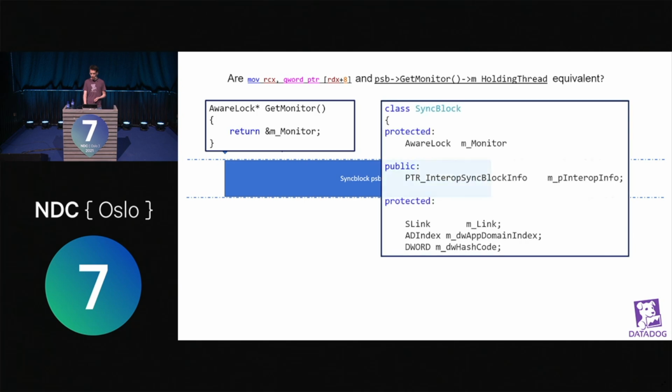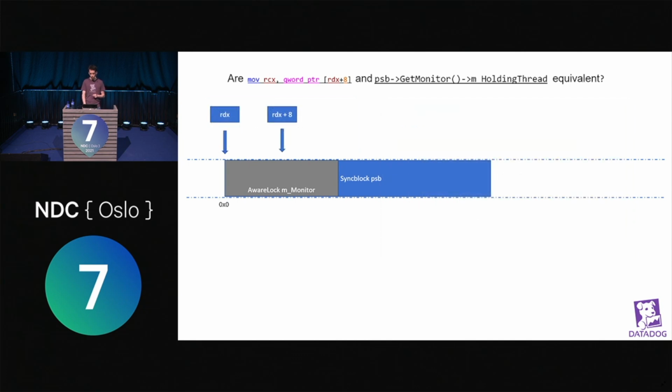Then I checked the SyncBlock class, and m_monitor is the first field of the class. In memory, the fields are going to be stored in the same order as they are declared in the code, with some exceptions. So m_monitor is going to be stored at the beginning of the object, at offset 0. So at offset 0, we have the AwareLock that is stored in the m_monitor field.